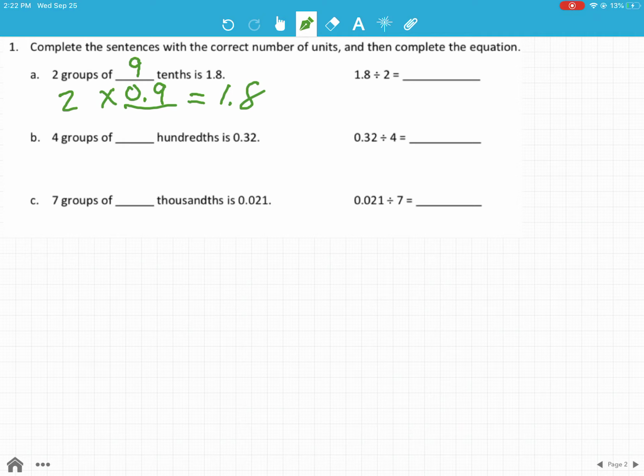Okay? Now, so we go over here and we see that we have the two groups and we have the 1 8/10 here as well. So 1 8/10 divided by 2 will give us what's missing here. The important thing to remember is that there is a decimal here. The answer is not 9. The answer is 9/10.